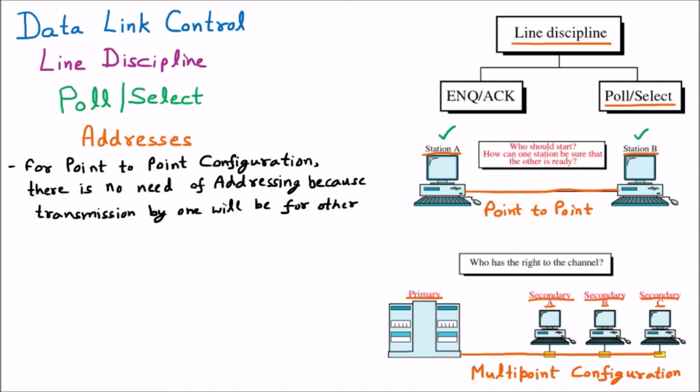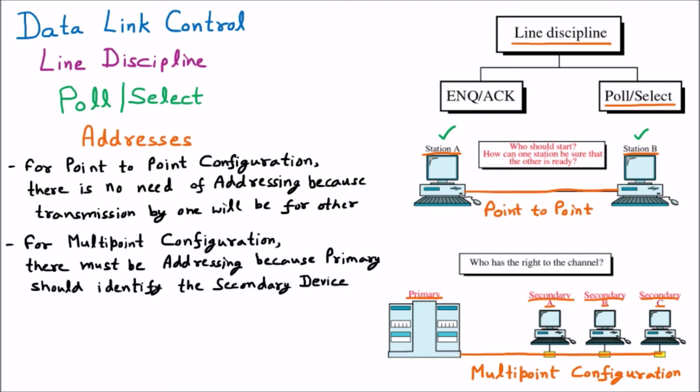So talking about addressing for the multi-point configuration, there must be addressing, because the primary should identify the secondary device. So here in the primary and secondary, we need the addressing. The reason is that the primary should know the addresses of all the secondary. We are assuming that this is the address A1, this is the address A2, and this is the address A3. Now the primary station wants that only B should send the data. That means here B, which is address 2, will send the data, address 1 will not send, and address 3 will not send. So the primary should be aware of the addresses of all the systems.